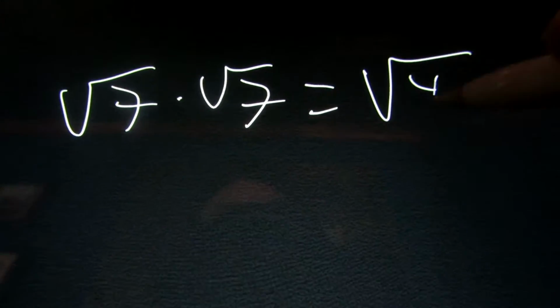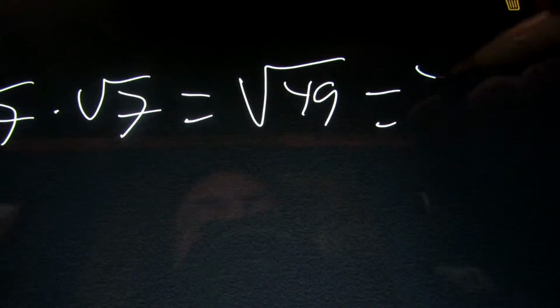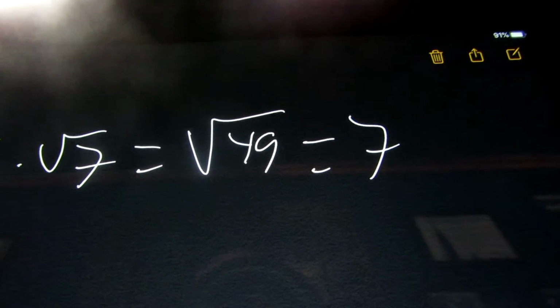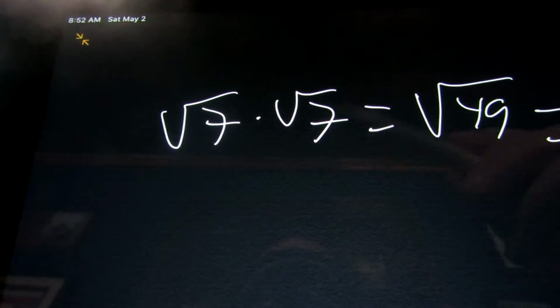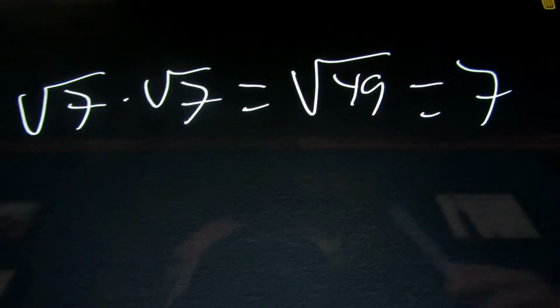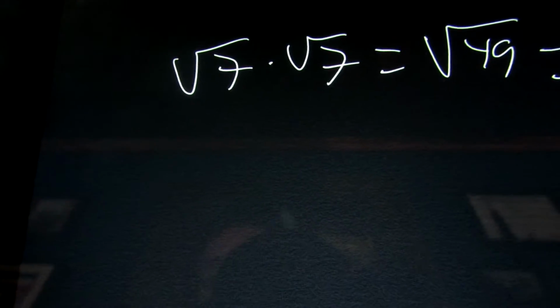Now let's say that we have square root of 7 times square root of 7. When we do that, 7 times 7 is 49, so we have square root of 49. But the square root of 49 is a perfect square, and it is 7. So what do we notice here? If we have the same number that's a square root multiplied by itself, our final answer just becomes that number. And that's an important concept that we're going to use later on.